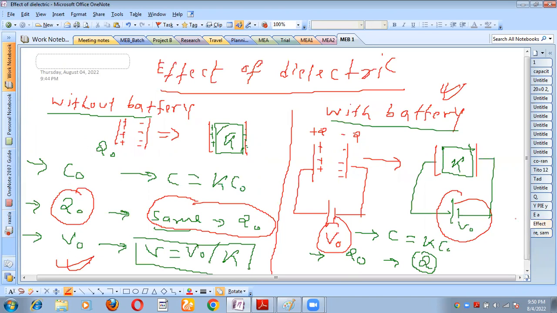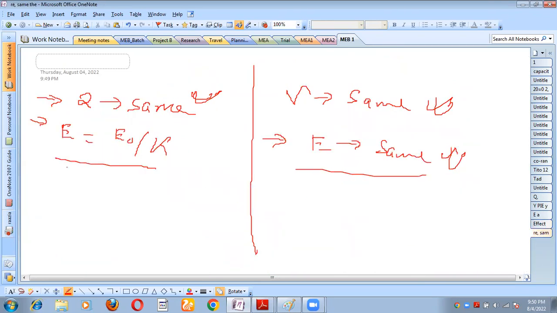With battery, without battery, you just remember one thing. Without battery, charge is conserved, charge will remain the same. With battery, potential will remain the same. The capacitance will increase in both cases. If you are inserting a dielectric, the capacitance becomes K times. Electric field will decrease in the first case and remain the same with battery. Potential will decrease in the first case and remain the same with battery.